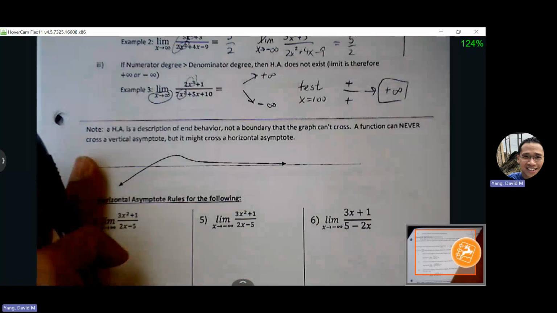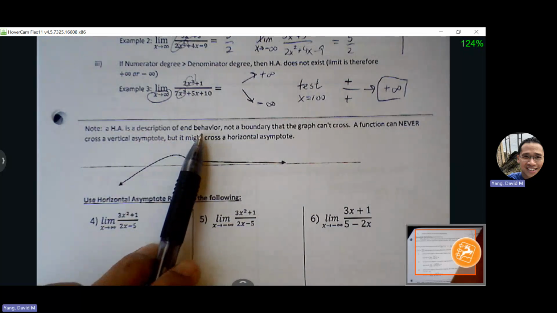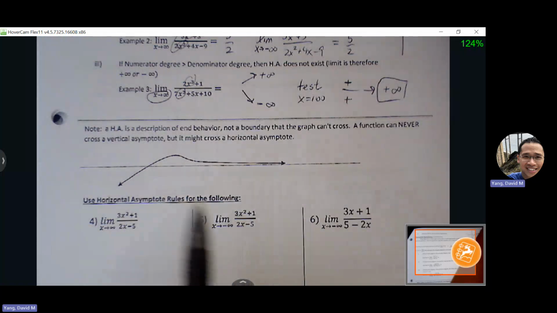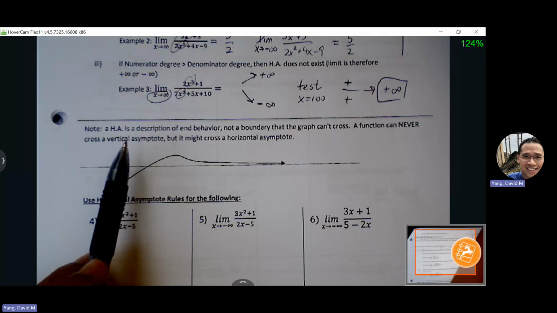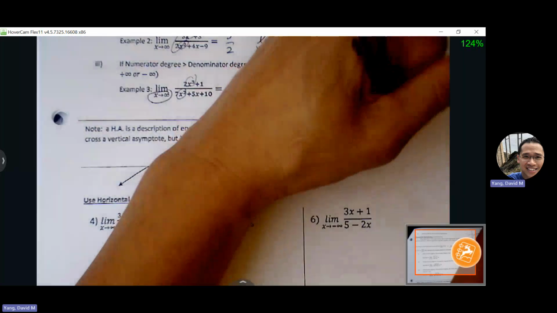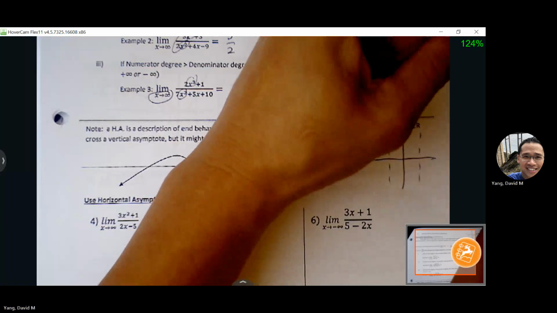Okay. Here's a side note here. Horizontal asymptote is a description of end behavior, but it is not a boundary that the graph cannot cross. Okay. So in other words, the horizontal asymptote is not a restriction for the graph. It is more a description of the end behavior. So sometimes you may see a graph that looks like this.